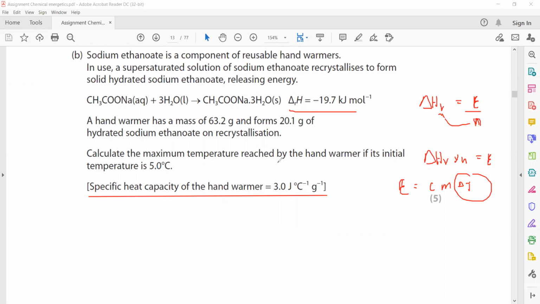So the steps here: first we are finding the molar mass of sodium ethanoate. That is CH3COONa. So carbon is 12 multiplied by 2, plus hydrogen is 1 multiplied by 4, plus oxygen is 16 multiplied by 2, and this is for anhydrous. But for hydrated, 3 water molecules are also attached, so that is 3H2O.